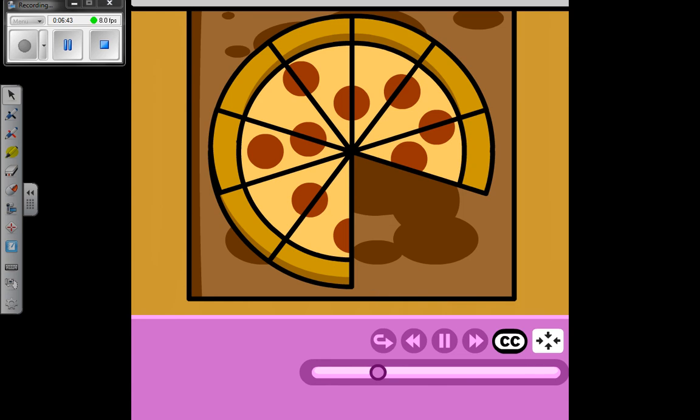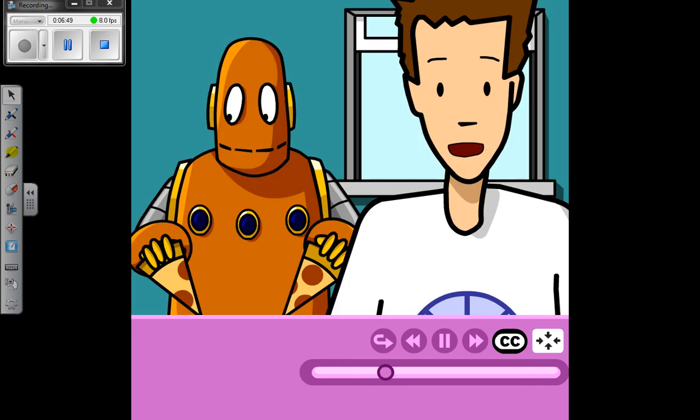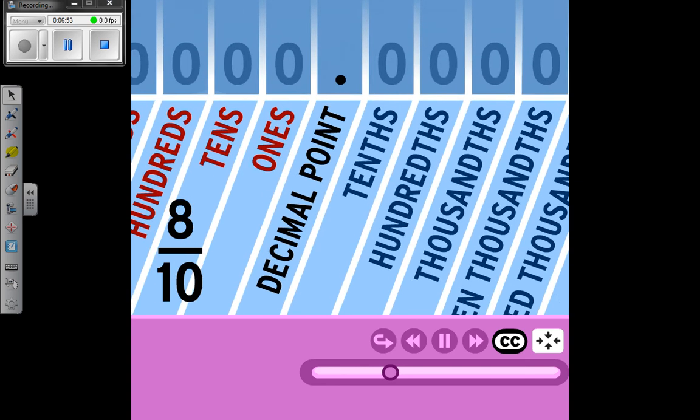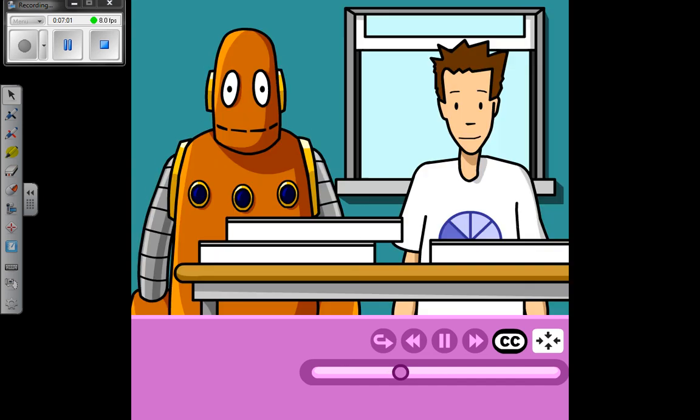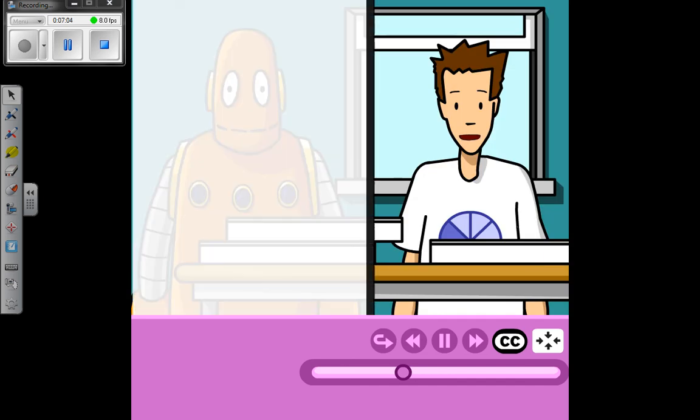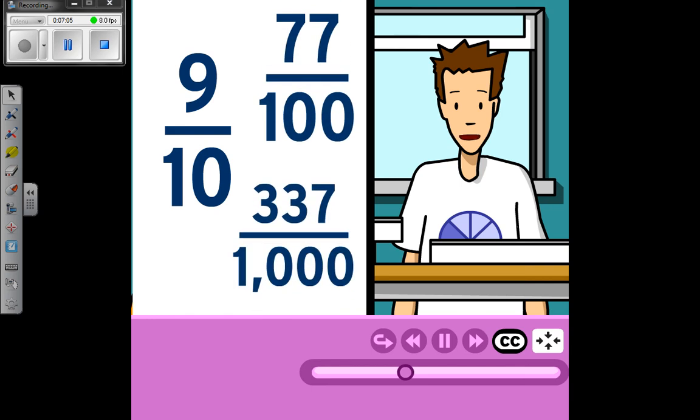Moby's apparently really hungry, and we're left with 8 out of 10 pieces. That's 8/10 of the pizza. Now the key thing to know here is the decimal places. It's easy to see where the tenths position is, and all we have to do is slip our 8 in there. So 8/10 in decimal form is 0.8. This method works for all fractions that have a 10, 100, 1000, or some other multiple of 10 in their denominator.